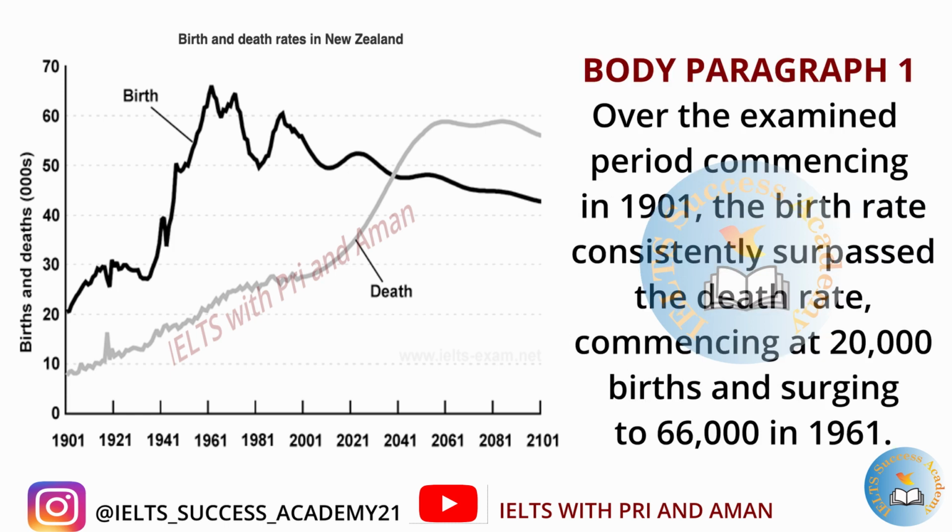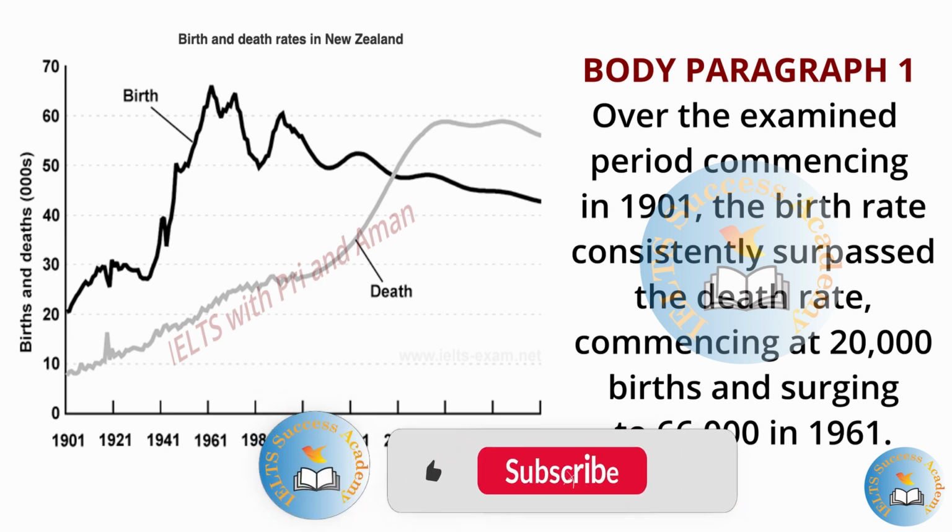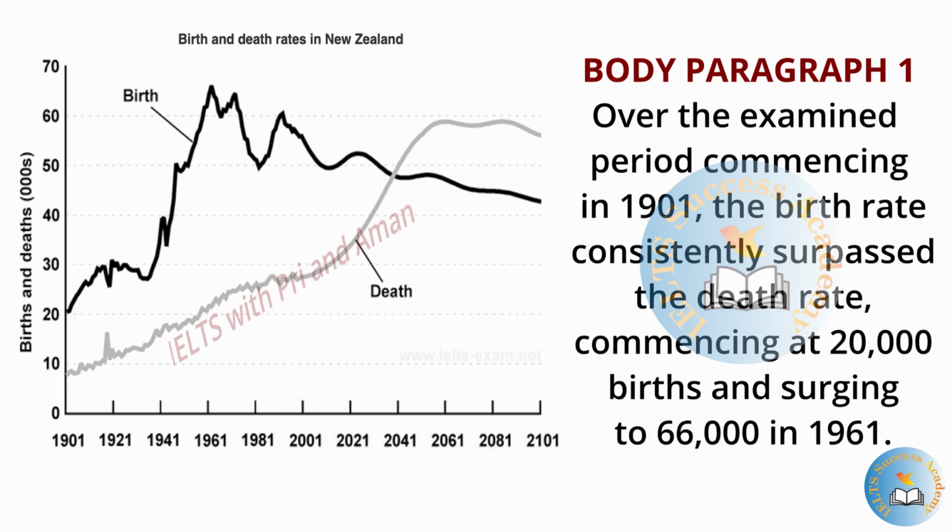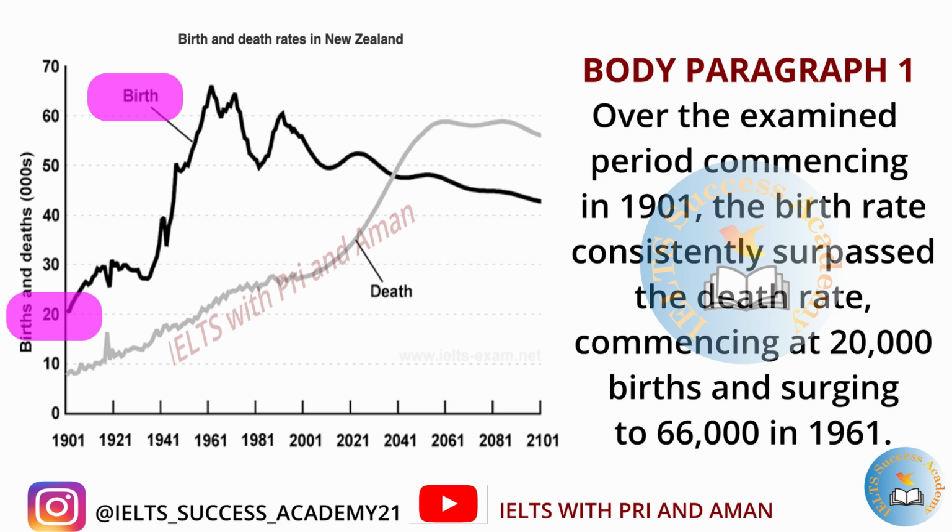Now in body paragraph 1 we can say, over the examined period commencing, starting in 1901, the birth rate consistently surpassed the death rate. Surpassed means is more; birth rates are more than death rates. Commencing at 20,000 births. If you look at the graph, you will see that the starting point of the birth rate is at 20,000, and surging means it has elevated, increased to 66,000 in 1961.